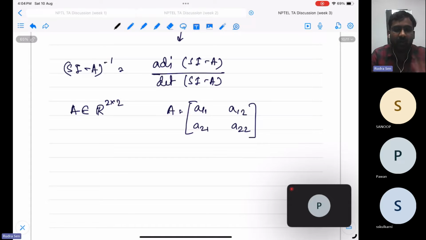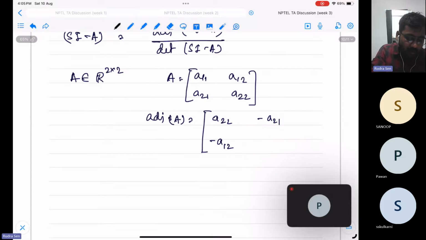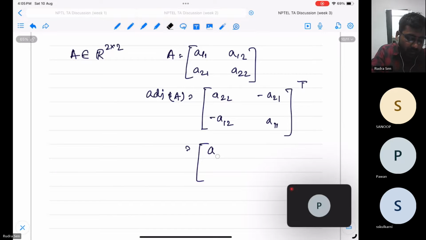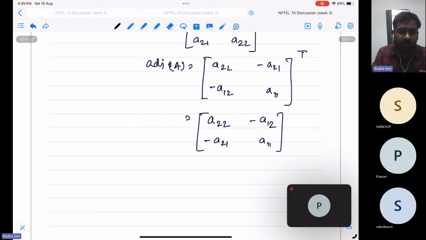So if A is invertible, it is very easy to find the adjoint as well as the determinant of the matrix. Now, if A becomes a 4 cross 4 or 5 cross 5 matrix, it is very difficult to find the inverse of (sI minus A), because to find the adjoint we need to find the cofactors of every element of the matrix. For the 2 cross 2 case, the cofactor of A11 is A22, the cofactor of A12 is minus A21, the cofactor of A21 is minus A12, and here is A11, and then I have to take the transpose of this matrix. Then I will get the adjoint of A. So it is very easy for a 2 cross 2 matrix, but for a 3 cross 3 matrix it is quite difficult.